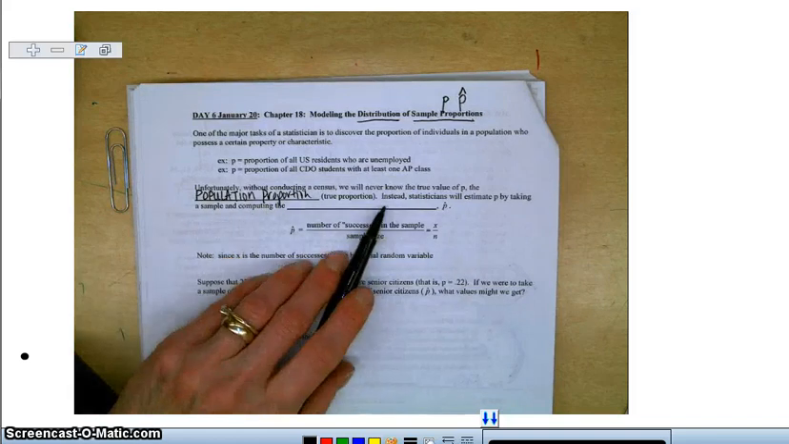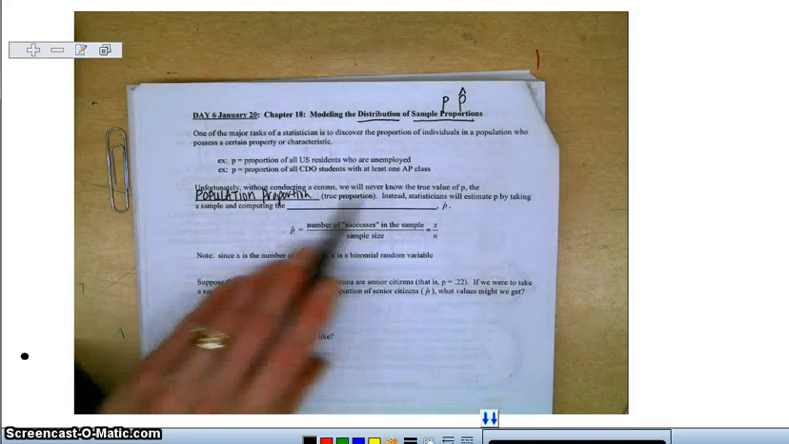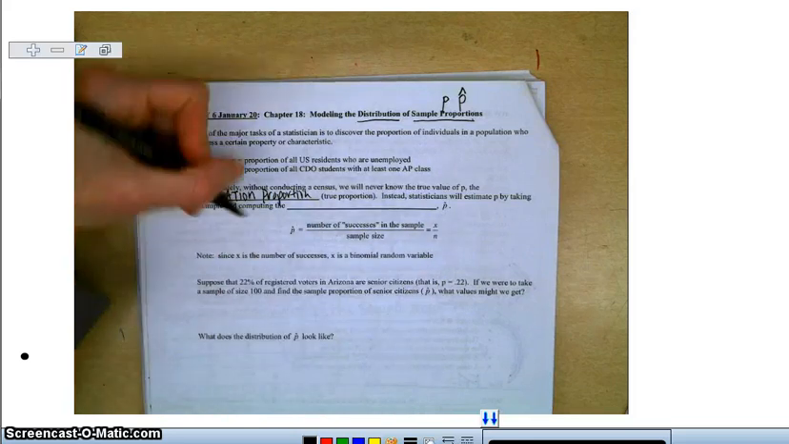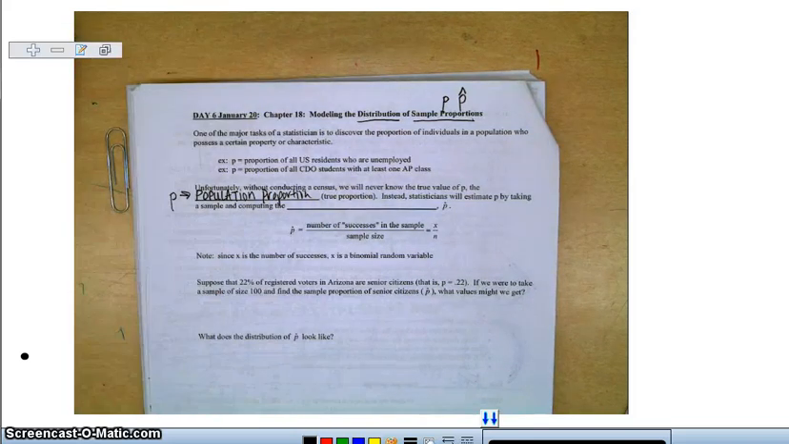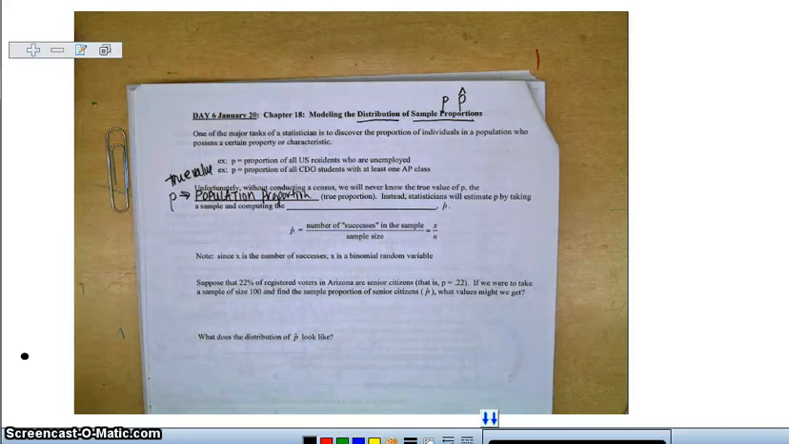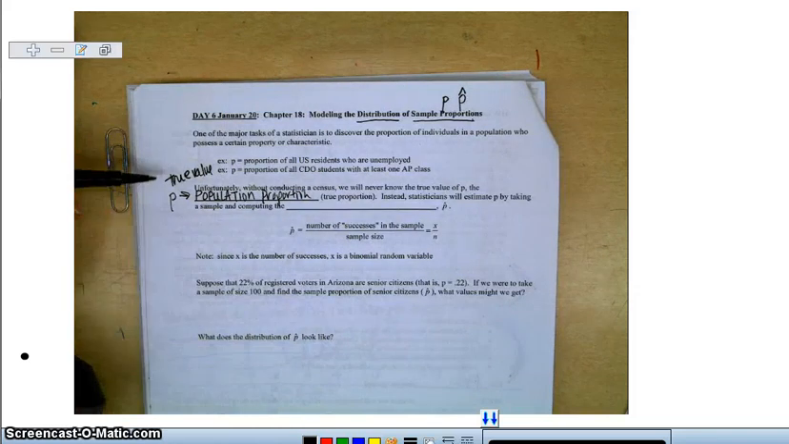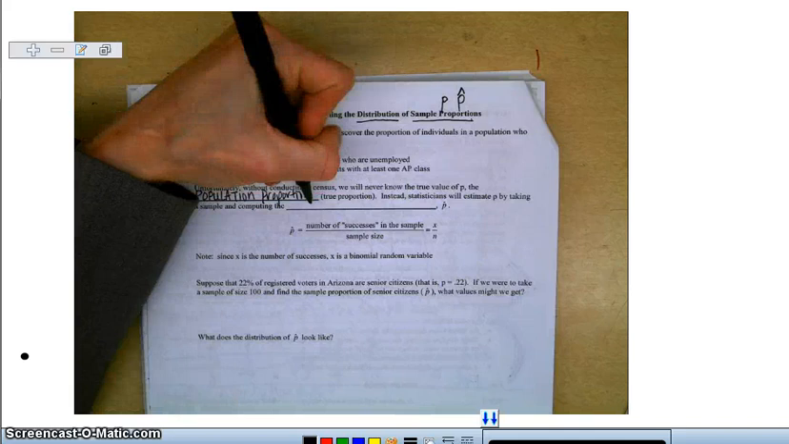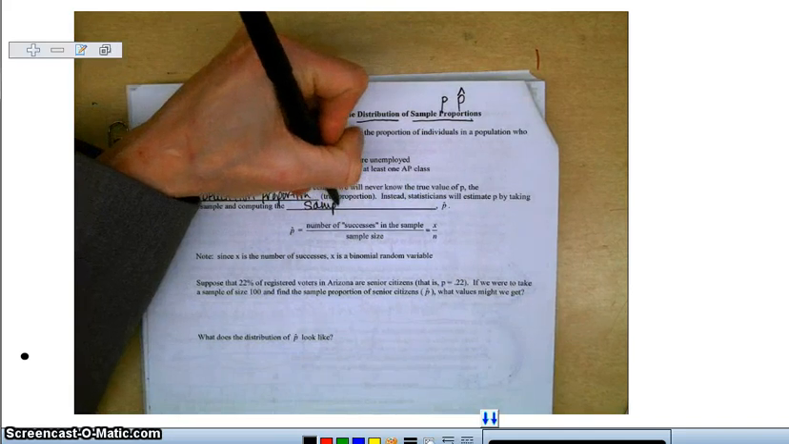So instead, statisticians will estimate p by taking a sample and computing the sample proportion, p hat. p is the variable we use for the population proportion, the true value. Usually we think of this as the unknown, although we have values from censuses that we use to compare it to. We are going to use p hat, which is the sample proportion.